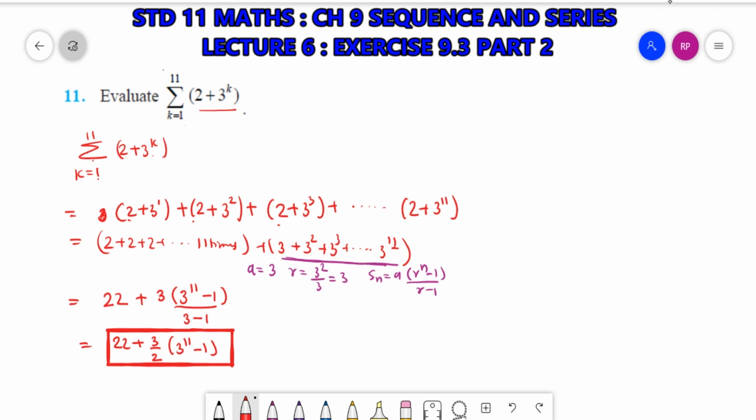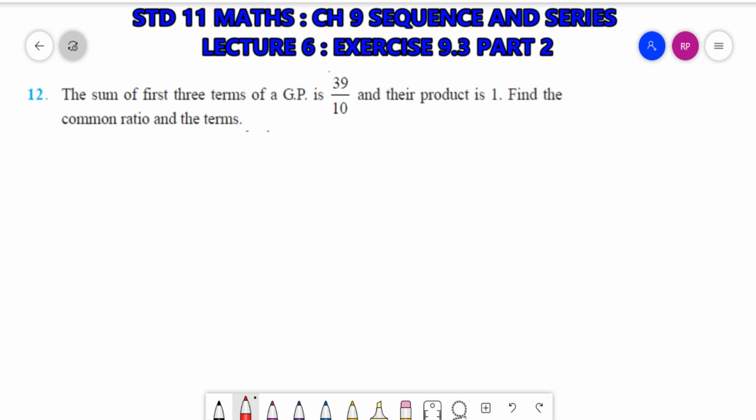Now let's see the next, that is question number 12. Question number 12. The sum of first three terms of a GP is 39 by 10 and their product is 1. Find the common ratio and the terms. Now see here, there are first three terms. We know that these are the consecutive terms. Now see, when you have to take an odd number of consecutive terms and an even number of consecutive terms, there is a difference. When you have to take an odd number, here 3 is odd.